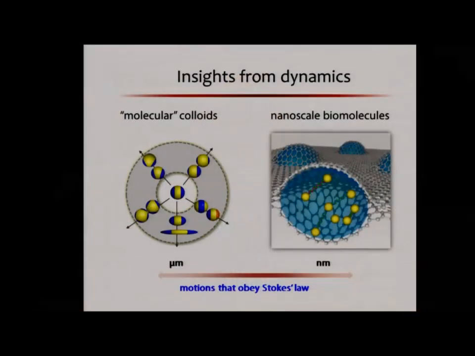For colloidal particles, they can be easily watched using an optical microscope, so the challenge is more on how to encode an interesting and relevant dynamics from the beginning. For nanoscale biomolecules, we use transmission electron microscope. Transmission electron microscope has been long regarded as incompatible with dynamics in solution, but I'll tell you it's no longer so. So we will first start from molecular colloids.